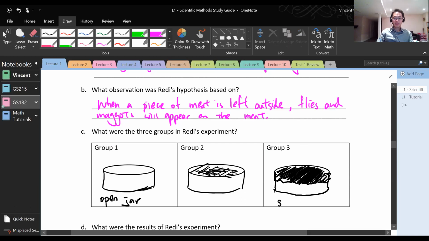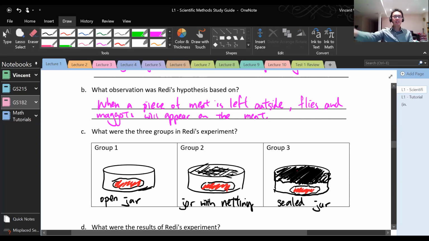There is a sealed jar, and then here is a jar with netting. And then he's going to put a piece of meat in it. Hopefully he had the sense of putting the meat in before he put on the netting or the lid. Okay, so there's going to be the meat.